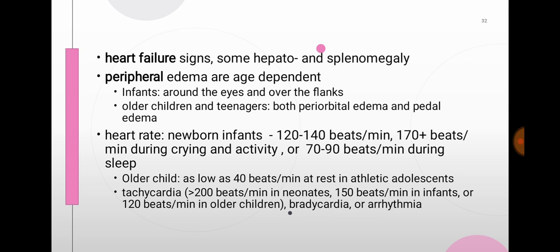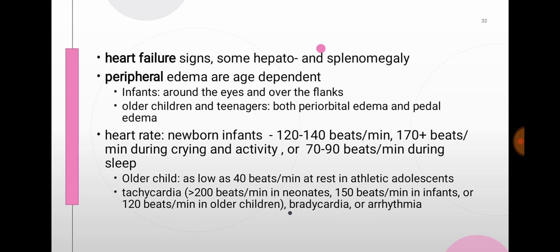You evaluate also the heart rate. So remember that we have different heart rates for different age groups. For neonates, it's between 120 to 140, with 170 plus if they're crying or in activity, and 70 to 90 if they're asleep or relaxed. For older children, it can be as low as 40, but at 40 we're panicking. So we evaluate that because the patient might have heart blocks and might need pacemakers. What is tachycardia? Tachycardia is defined as more than 200 in neonates, 150 in infants, 120 in older children. So you check for bradycardia, tachycardia, and arrhythmias.